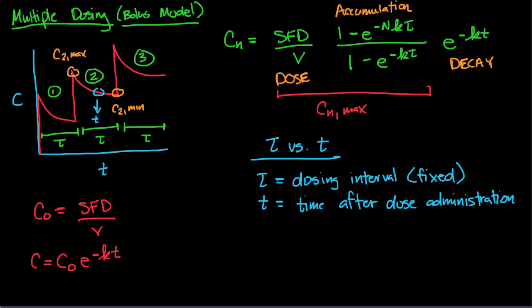And it follows then that your Cn max is when t is equal to 0, because when t equals 0, no decay has occurred. And then Cn minimum is going to be when t equals tau, because when t equals tau, you're at the minimum and you're about to administer the next dose.